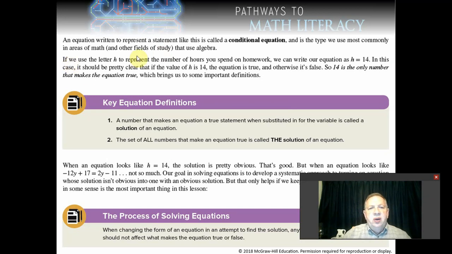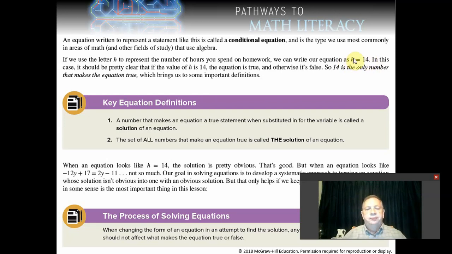So if we use the letter H to represent the number of hours you spend on homework, we can write that equation as H equal to 14. In this case, it should be pretty clear that the value of H is 14. The equation is true, and otherwise it's false. If H is 14, if it really is, then it's true, but if it's any other number, then it's false. Here, 14 is the only number that makes that equation true. In this statement, you're assuming this is true and saying H must be equal to 14 for it to be true.